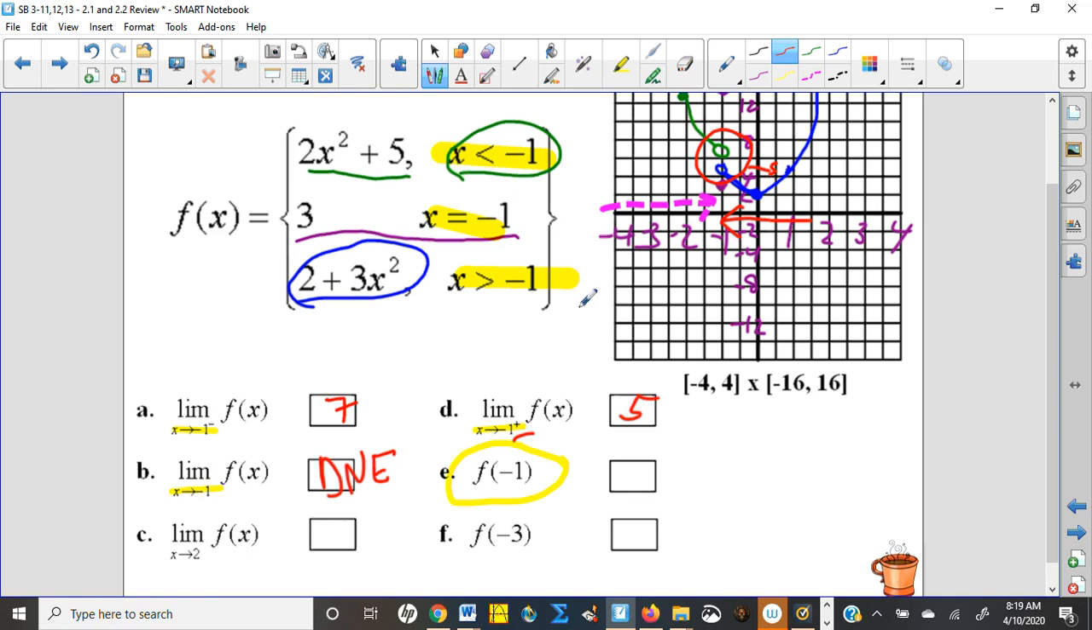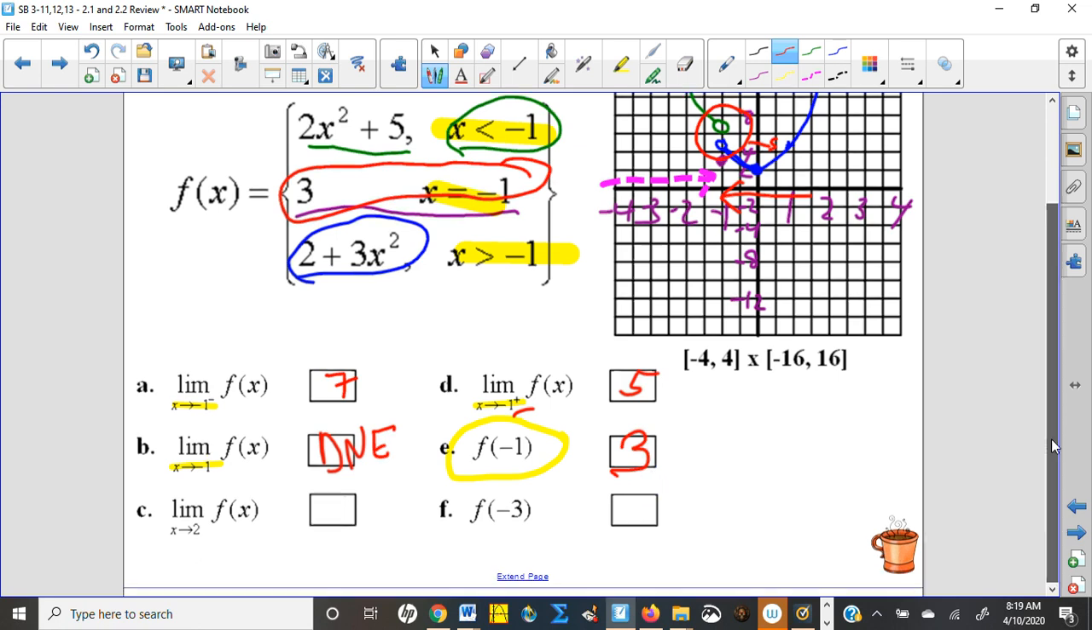Now, as far as what the function's value is at -1, the graph actually told us that. The graph said at -1, the function's value is 3. Okay. The last two, we're just jumping around at some different locations.